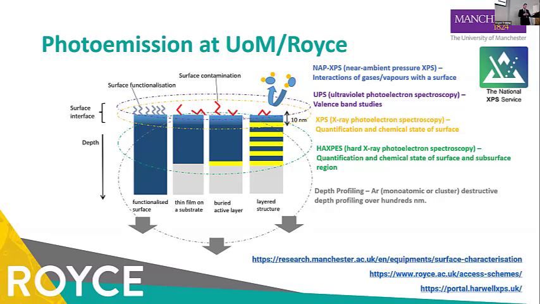And that's complemented by depth profiling that I think has been mentioned a few times as well. So we've got monoatomic etching and cluster etching sources. These are destructive and they will change your chemical state, but it does allow us to depth profile over much deeper regions, such as hundreds of nanometers. And I'll come back to how we can complement that with HAXPES as well.